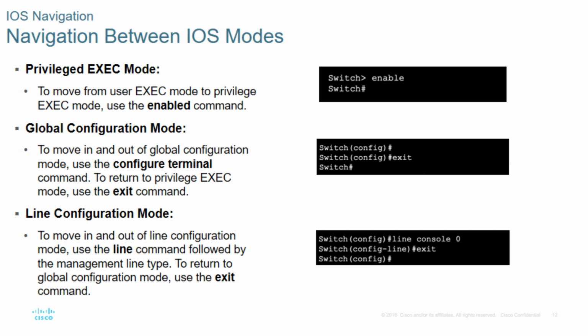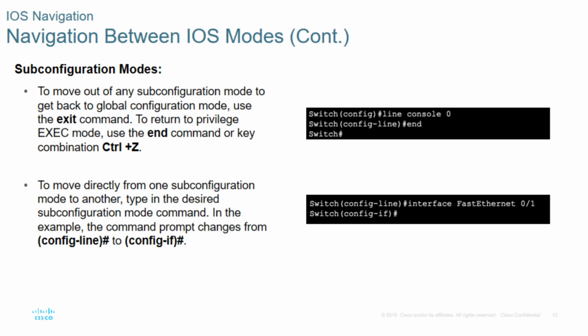Now, navigate between iOS modes. Basically, various commands are used to move in and out of command prompts. To move from user exec mode to privileged exec mode, use the enable command, right? So use the disable command to return from privileged exec mode to user exec mode. We will discuss this later. And to move in and out of global configuration mode, we can use the configure terminal privileged exec mode command. To return to the privileged exec mode, enter the exit global config mode command.